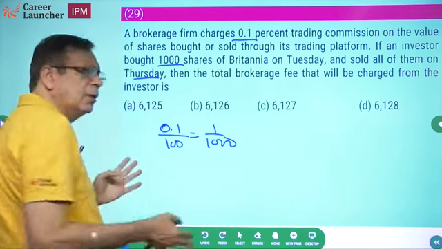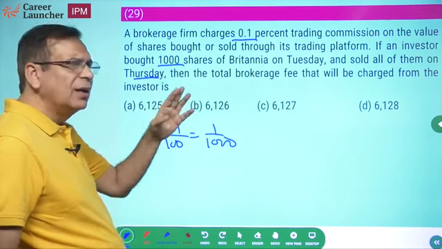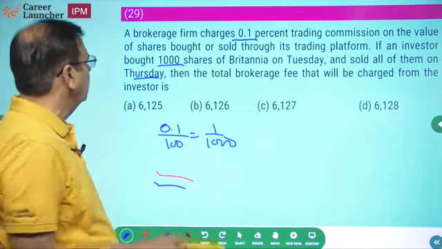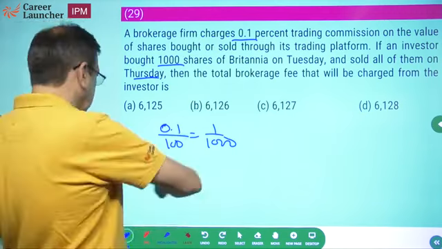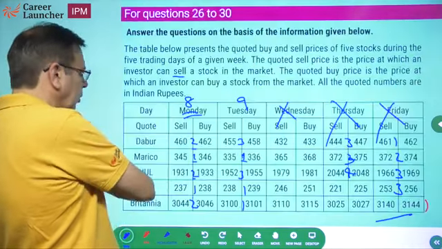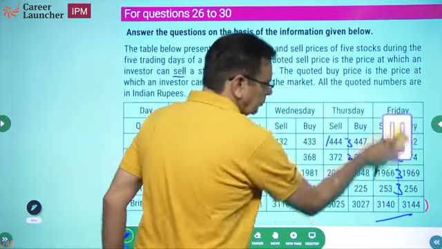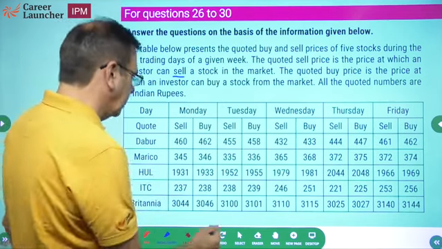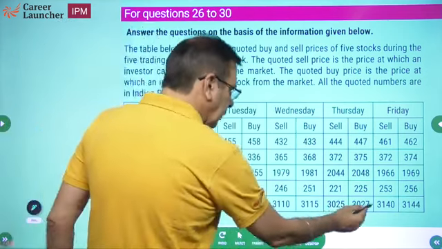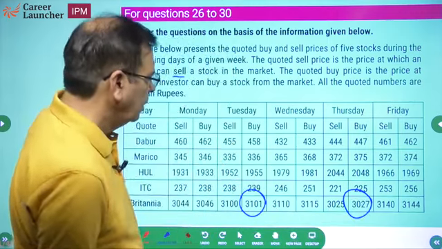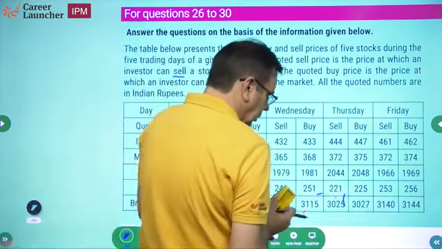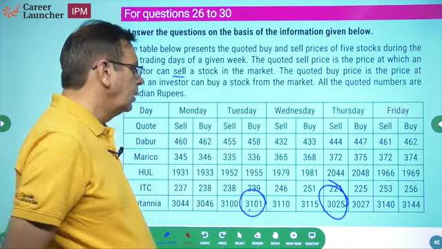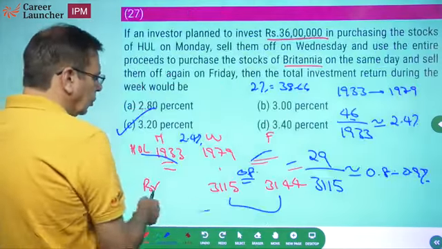So let us assume, instead of 1,000 shares, we look at only one share and see what happens. He bought Britannia on Tuesday and sold all of them on Thursday. So where is Britannia? He purchased Britannia on Tuesday and sold all Britannia on Thursday. So wrong, this is the one. He purchased for 3101, sold for 3025. 3101 to 3025.